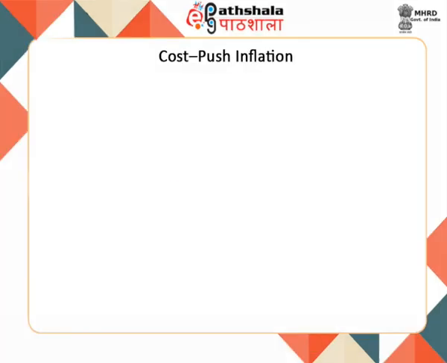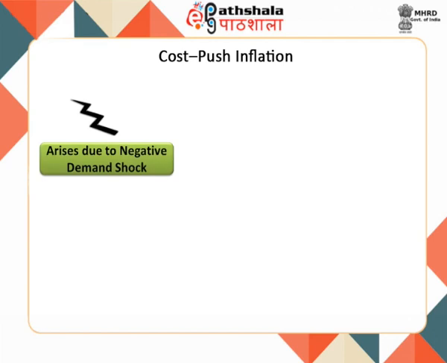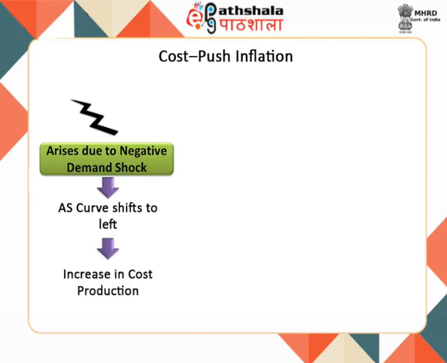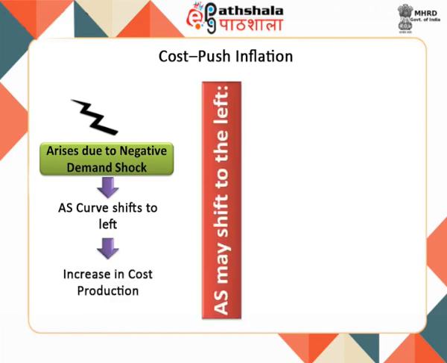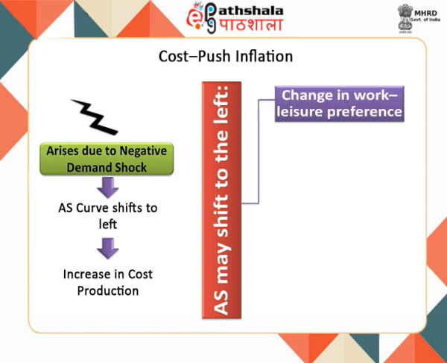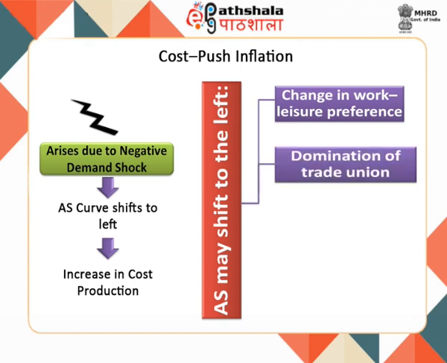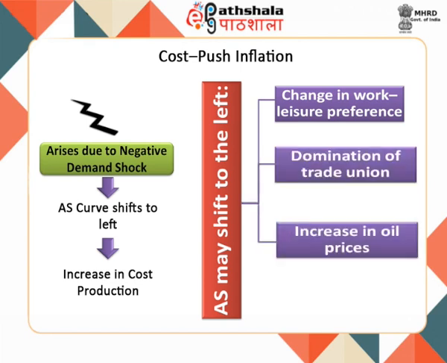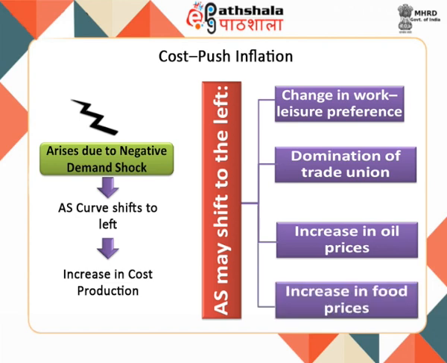Cost push inflation arises due to a negative supply shock in an economy. When there is a supply shock, there is a shift in the aggregate supply curve. When the supply shock is negative, the aggregate supply curve shifts to the left, implying that there is an increase in the cost of production. The aggregate supply curve may shift to the left due to change in work-leisure preference, domination of trade unions, increase in oil prices, or increase in food prices, etc.